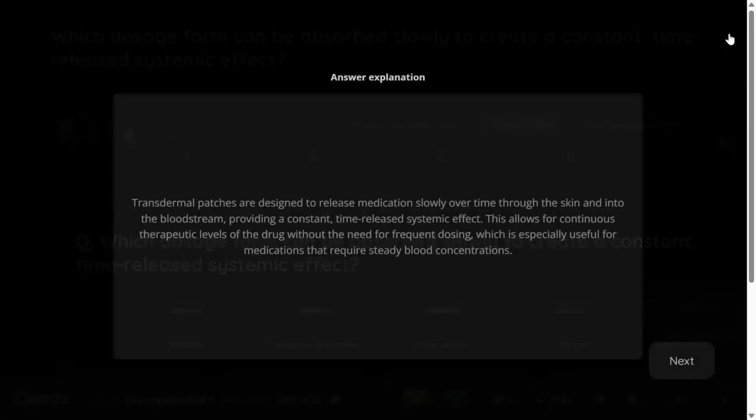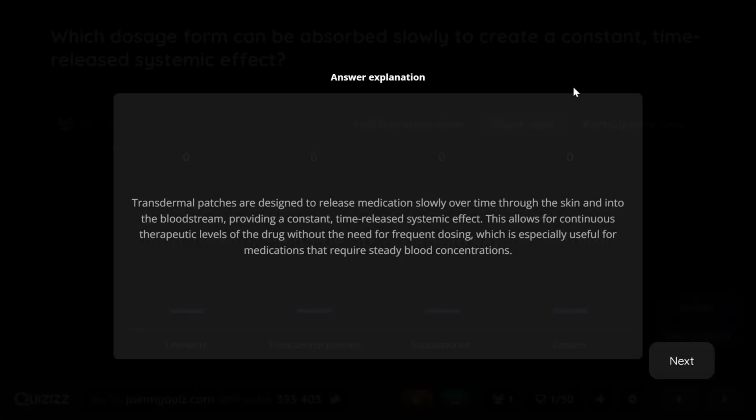Okay. So our answer for this is going to be transdermal patches. Now, transdermal patches are designed to release medication slowly over time through the skin and into our bloodstream. They provide a constant time-release systemic effect. This allows for continuous therapeutic levels of the drug without the need for frequent dosing. This is especially useful for medications that require steady blood concentrations. Some examples of transdermal patches will be pain medication, birth control, nausea medication.